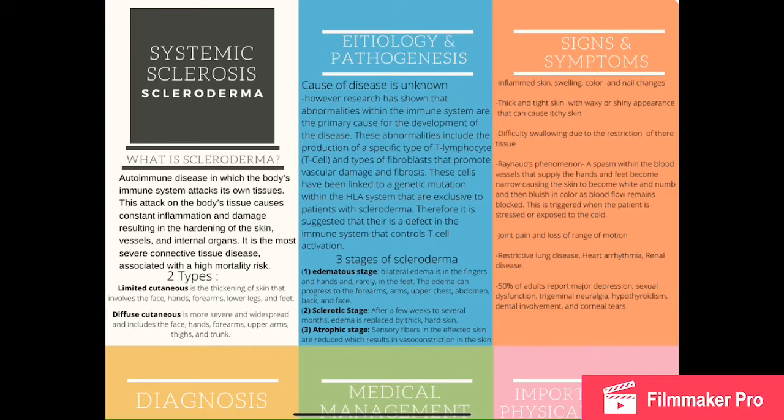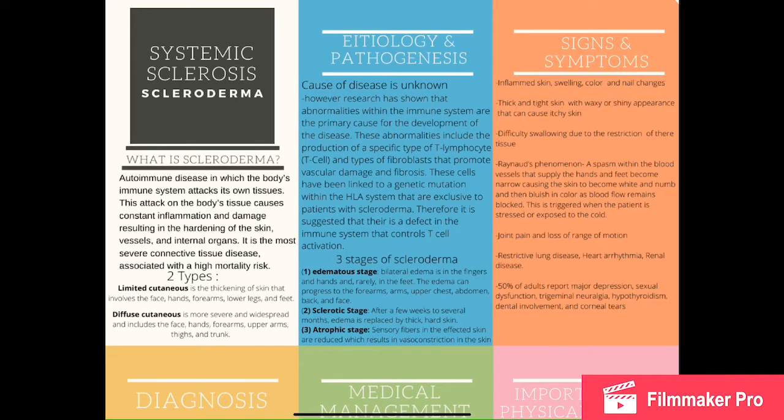So, the abnormalities in the immune system include the production of certain types of T cells and fibroblasts that promote vascular damage and fibrosis. And fibrosis is scar tissue that is a buildup of collagen and fibroblasts that make the skin tissue very dense and not flexible like normal, healthy tissue is.